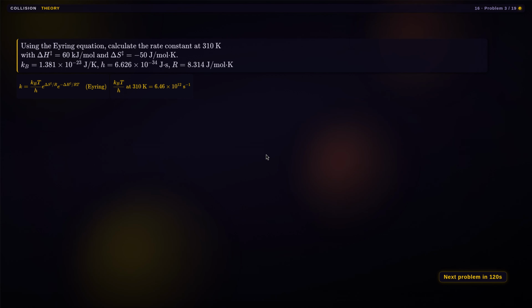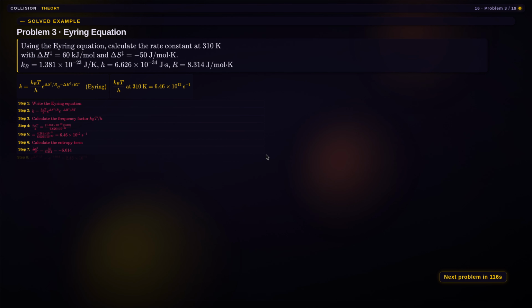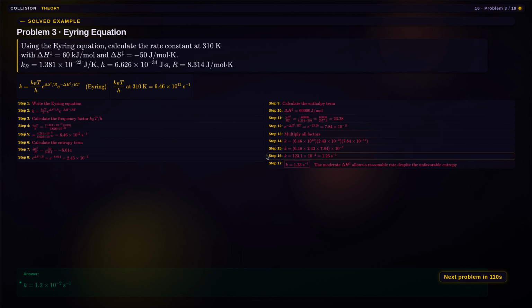Problem 3. Eyring equation calculation. Calculate the rate constant at 310 Kelvin with an enthalpy of activation of 60 kilojoules per mole and an entropy of activation of negative 50 joules per mole Kelvin. Step 1. Write the Eyring equation. Step 2. Calculate the frequency factor kBT over h equals 6.46 times 10 to the 12th per second.